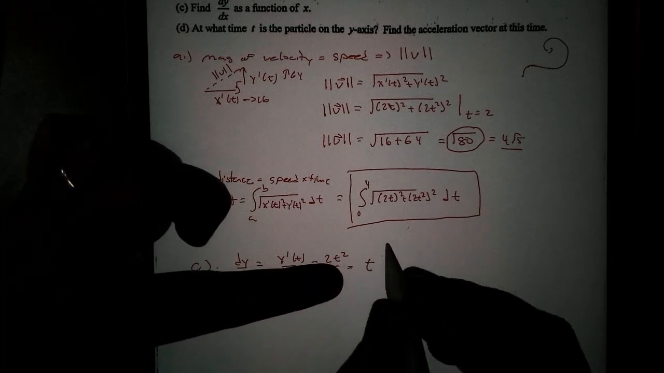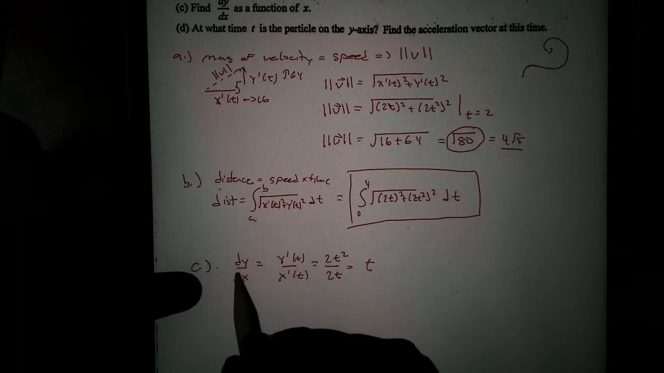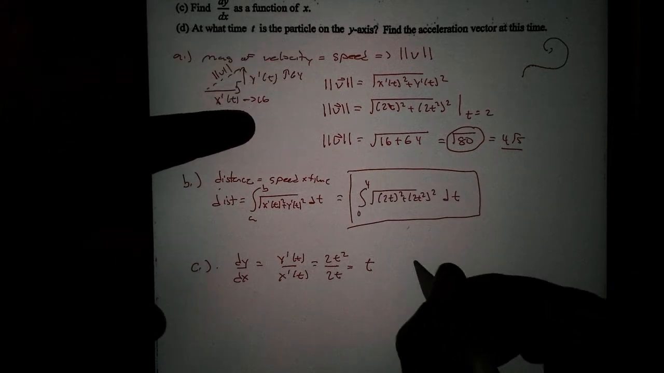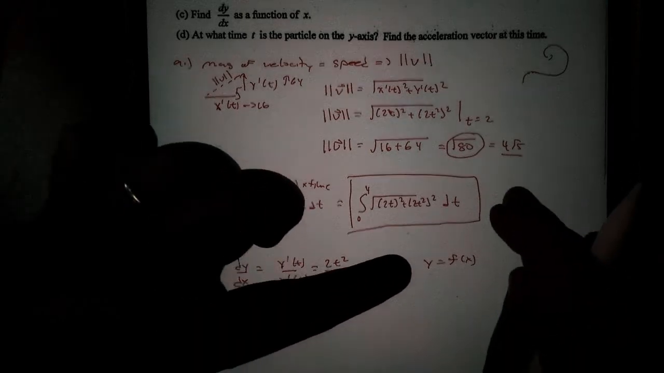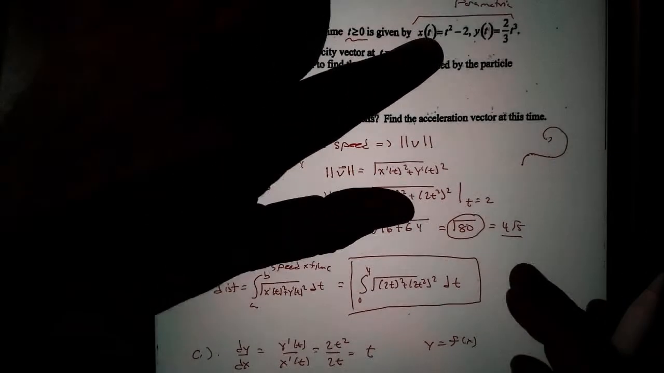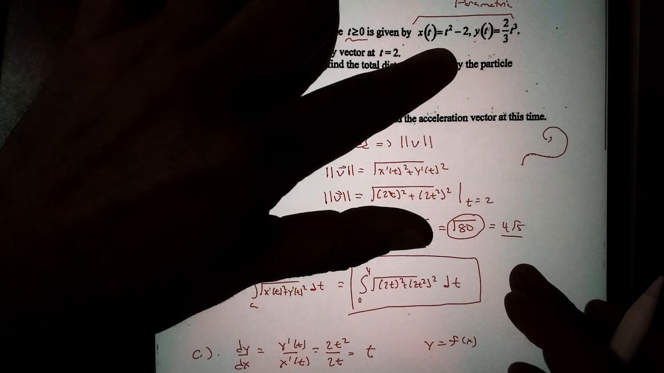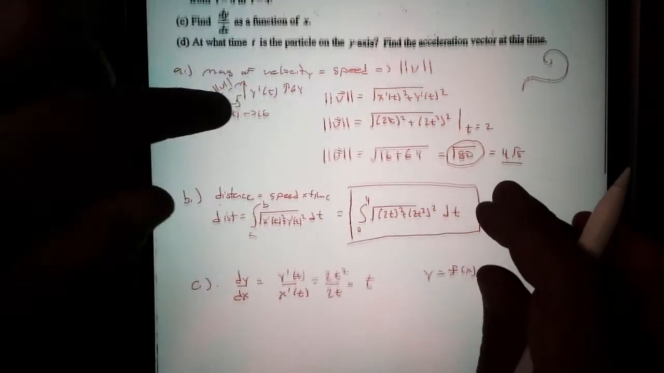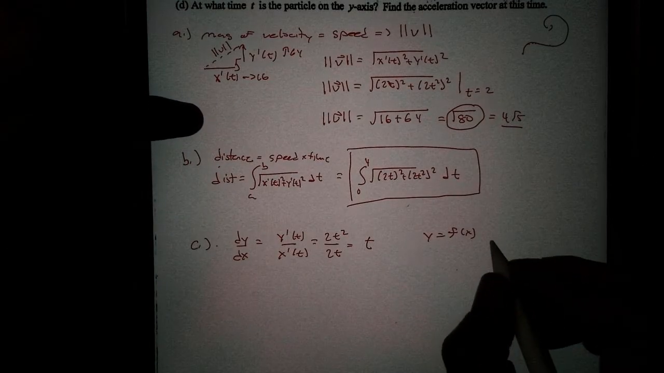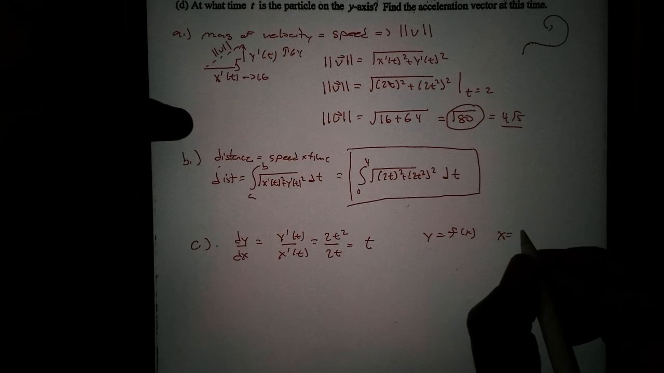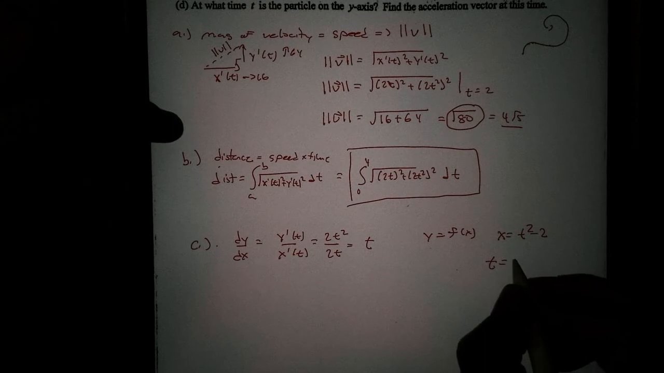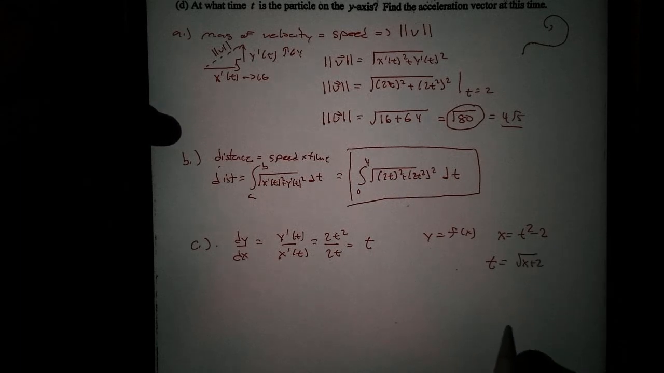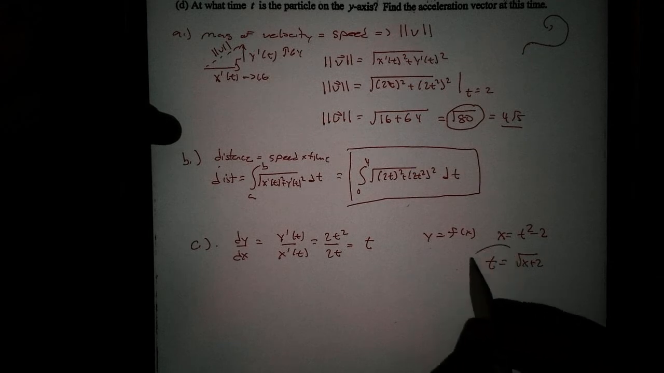So the ratio is just t. Well, what is t equal to? I want y as a function of x, so if I go up to my equation, there's my x. I know that x is equal to t squared minus 2, so I can just solve for t. t is equal to the square root of x plus 2. And there we have it.